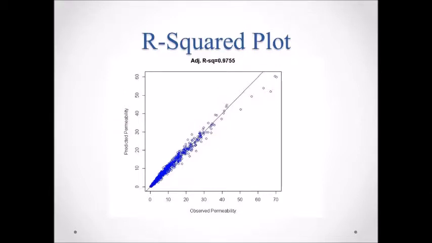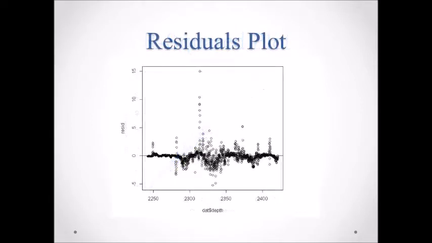As you can see from the R-squared plot, we have a very strong correlation between the estimated and measured permeability values, although for the higher permeability values, the correlation is not as strong. For the residuals plot, our error ranges from about 0 to 15 millidarcy, which is fairly reasonable when using this technique.